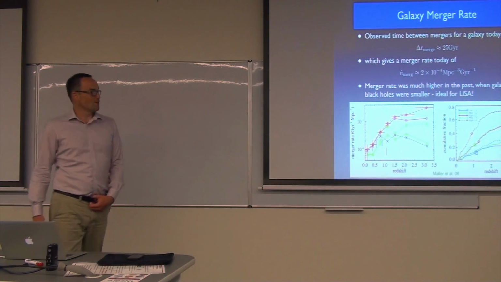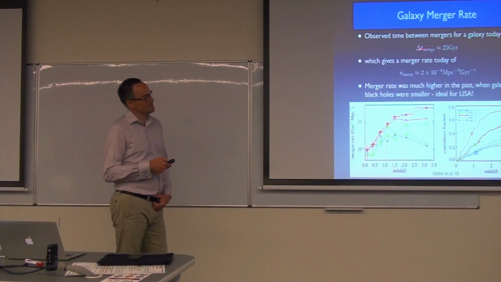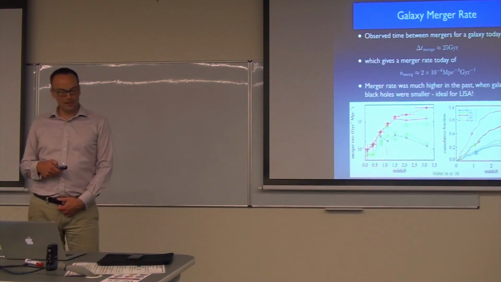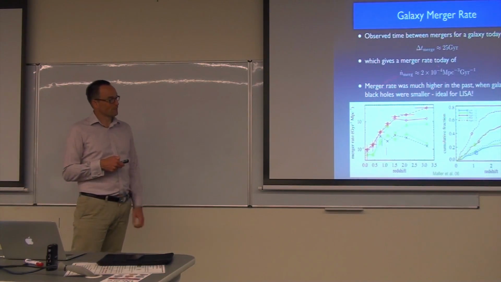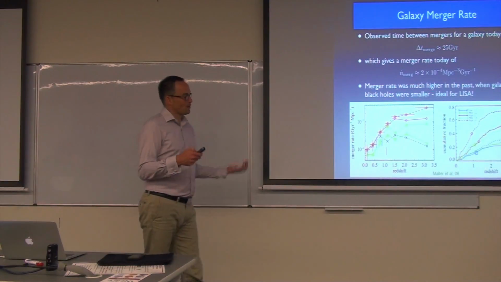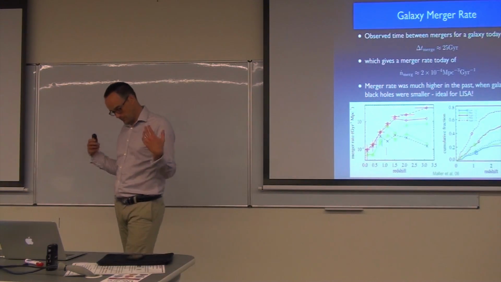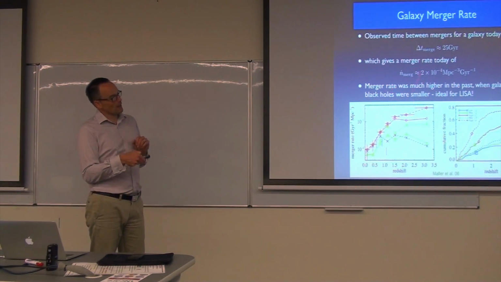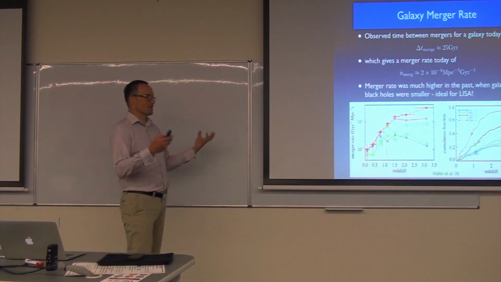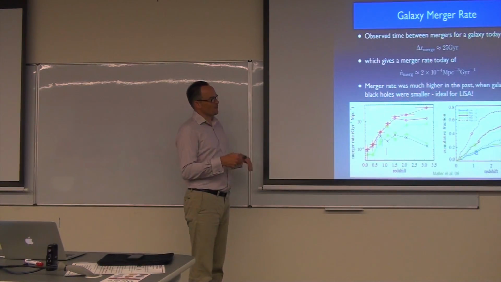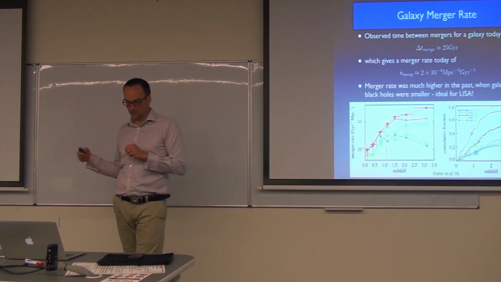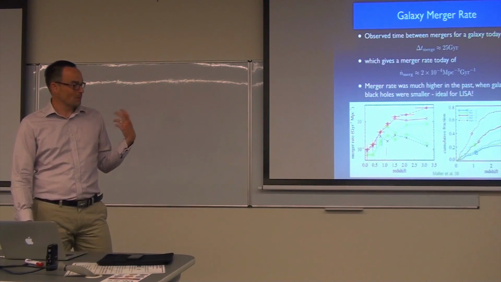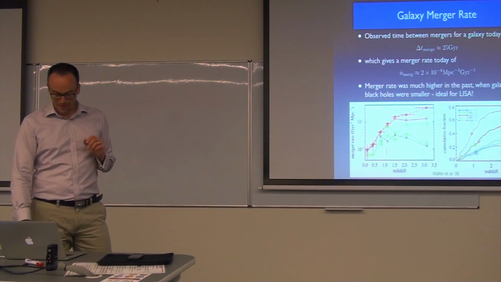Okay, now in the universe today, the average time between mergers of galaxies is about 25 gigayears, so that's about twice the age of the universe. So the merger rate today is not very high, but the merger rate was higher in the past, at least partly because of expansion of the universe, but also in the past, black holes would be smaller because they've grown over time. And so this is perfect for LISA. We have a higher rate and lighter black holes in the past, so that's the sources that we're looking for, but we need to be able to see them to very great distances.